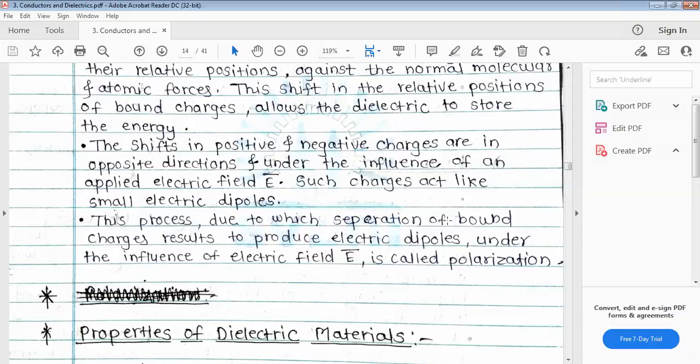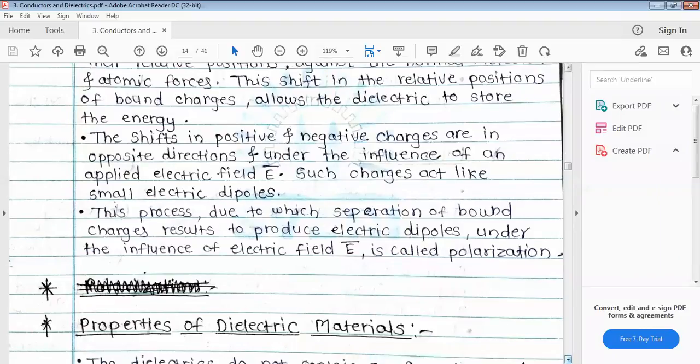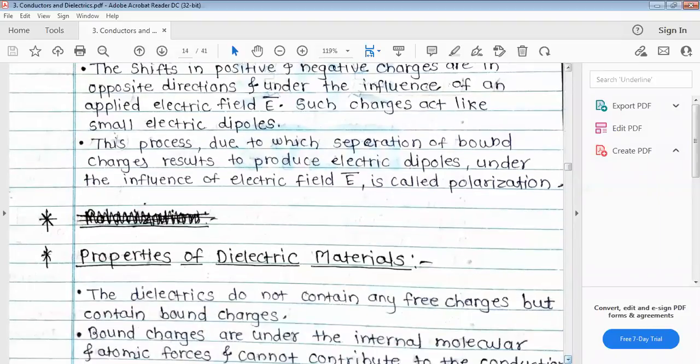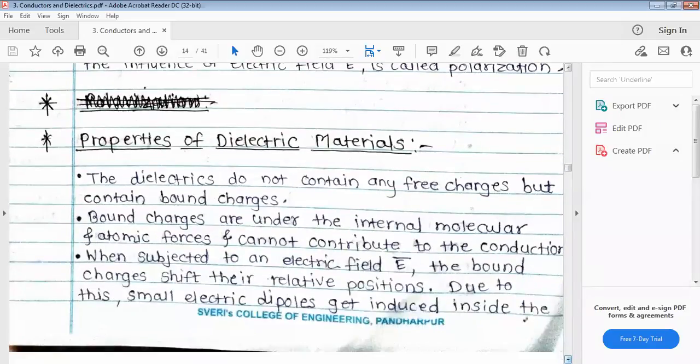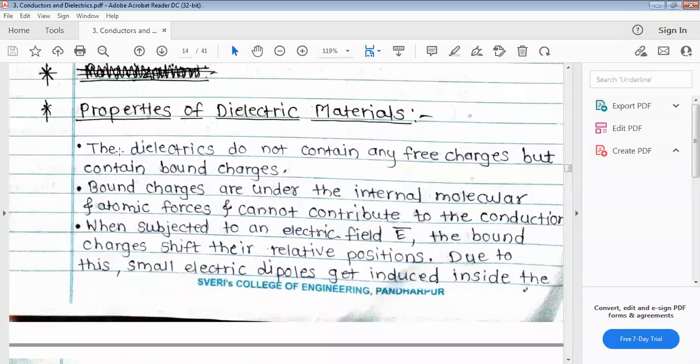Okay, polarization. So I hope everybody understood this. Sometimes these questions are asked in examination, but very few times. Next point is the properties of dielectric materials.